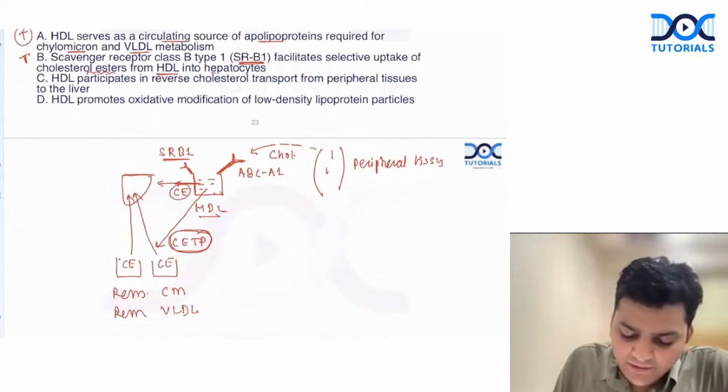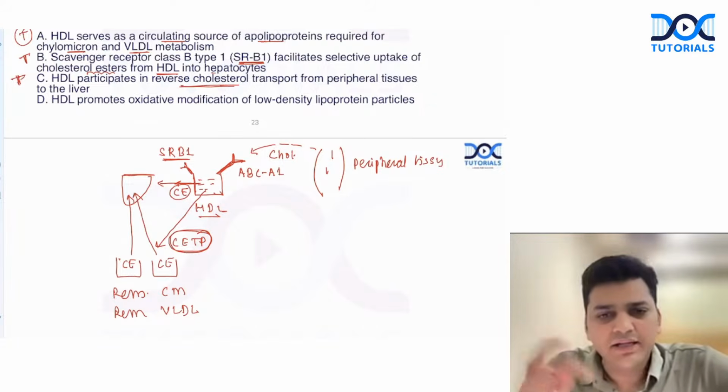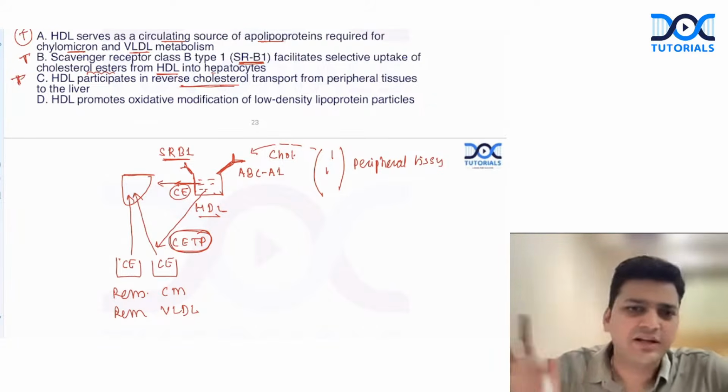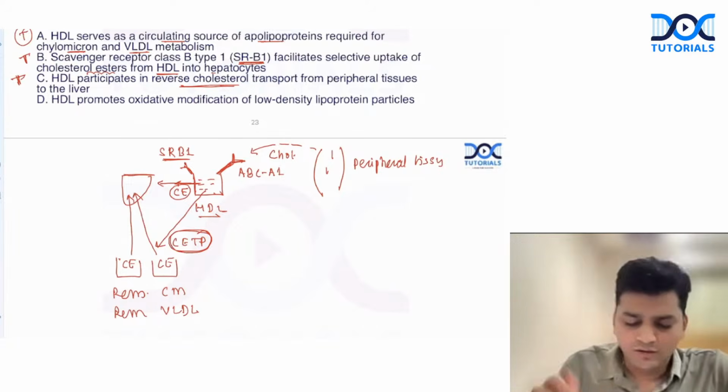HDL participates in the reverse cholesterol transport? Yes, 100% true. HDL brings the excess cholesterol from the periphery to the liver. It's a good cholesterol. It brings the excess cholesterol back.